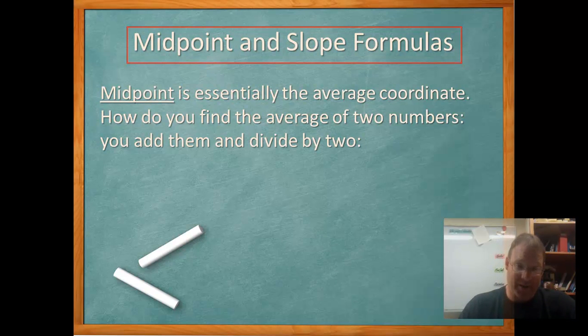Now, how do you find the average of two numbers? Add them and divide by 2. So all I'm going to need to do is add the x's, divide by 2. Add the y's, divide by 2. So there's the formula. It's tough to get any easier than that.